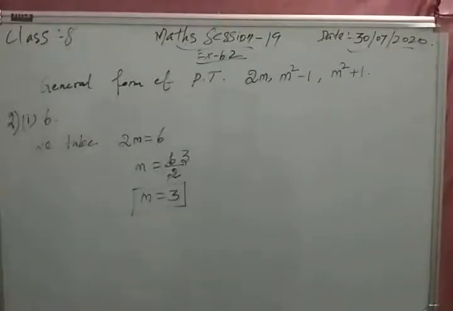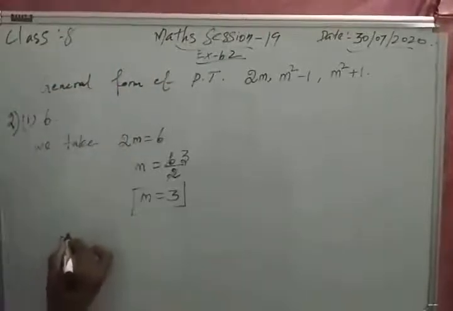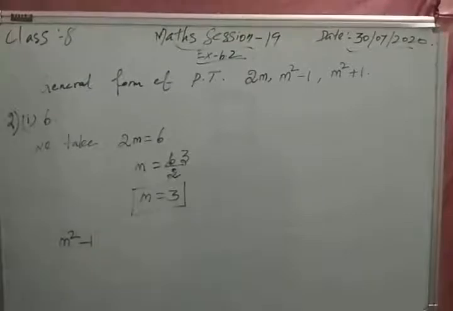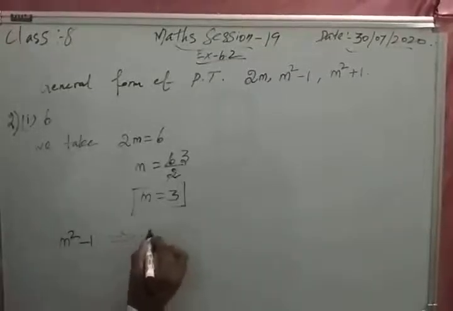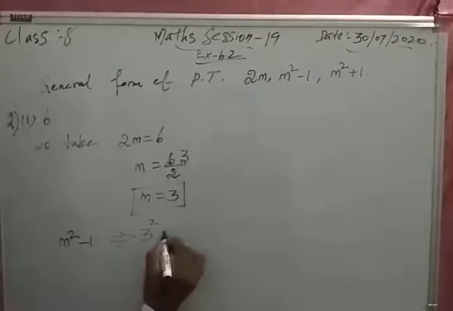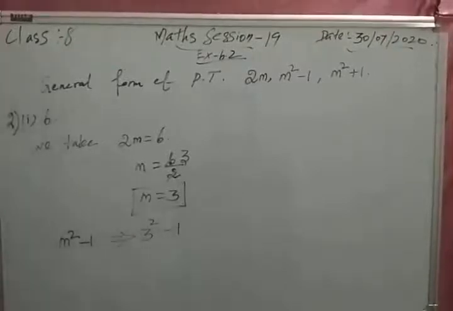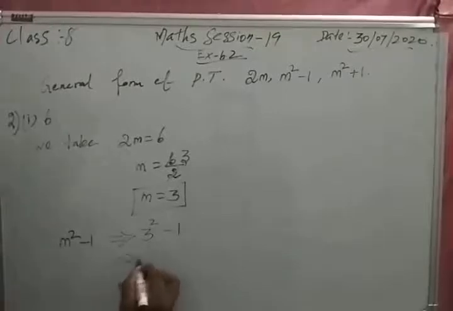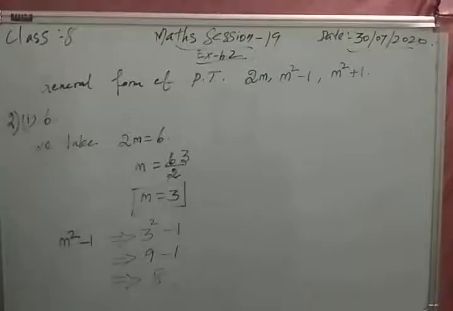2m is equal to 6 is the correct value. Now we have to go for the second term, that is m squared minus 1. Already we found the value of m is equal to 3, so just substitute the value of m. 3 squared minus 1 means 9 minus 1, which is equal to 8.